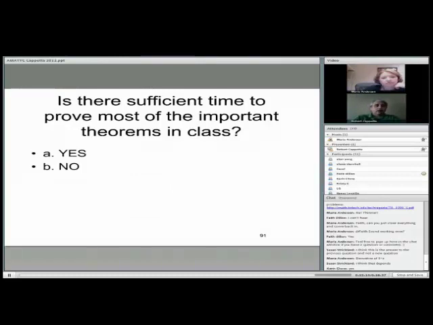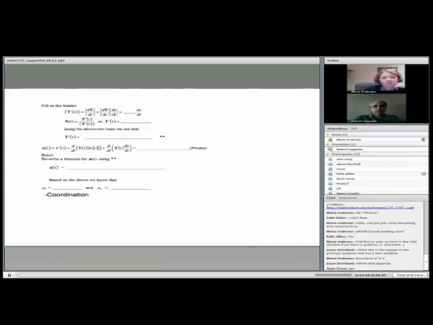I'm not going to ask Maria to put this poll up there. Is there sufficient time to prove most of the important theorems in class? The answer to that is no. Here's another fill-in-the-blank proof.